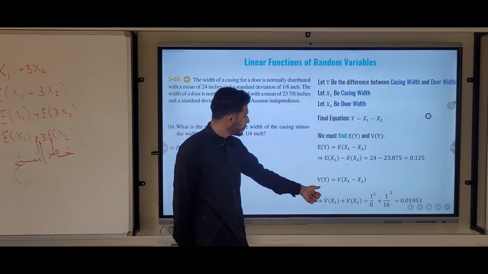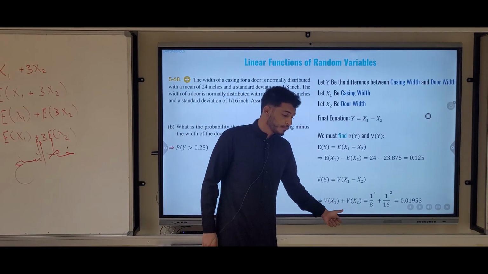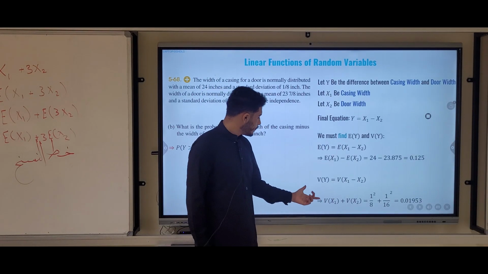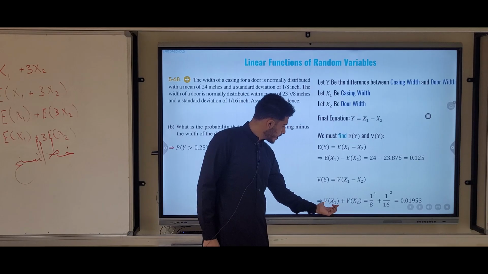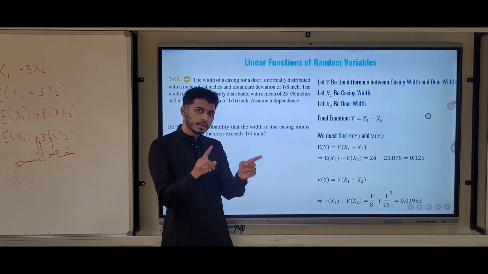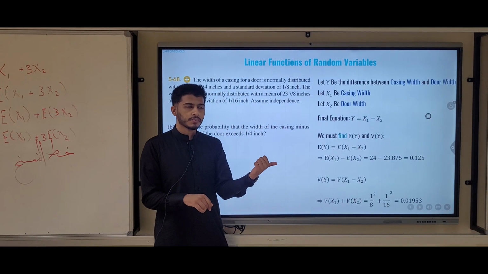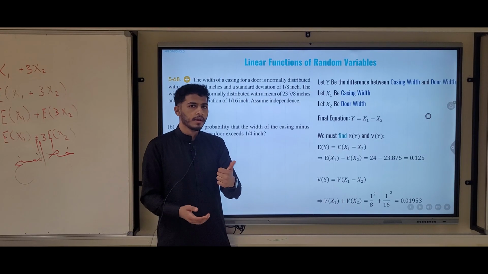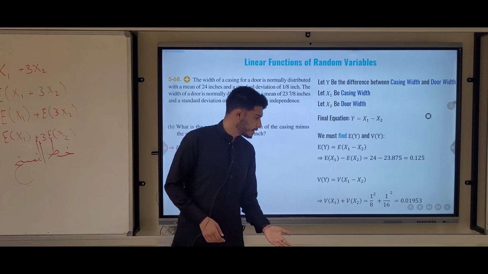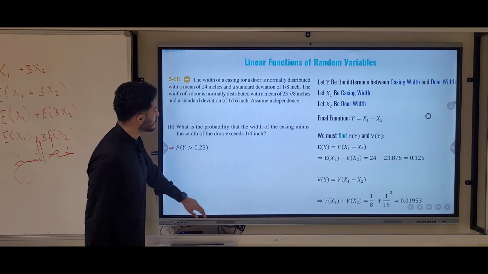Here it became positive. It might not be very obvious, but if you take the variance of X1 and X2 by itself, X2 would be included along with the negative sign. And when you bring the negative sign outside, you can assume it's multiplied by -1. And when you bring -1 outside squared, you're going to end up with 1 at the end. So it's going to be positive between them. It's going to be a plus sign.